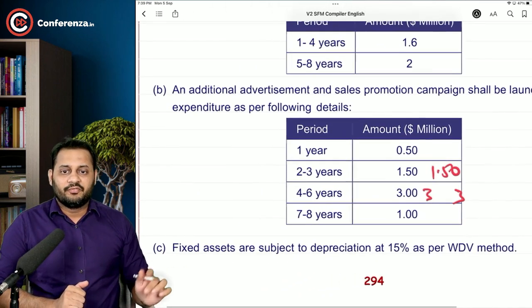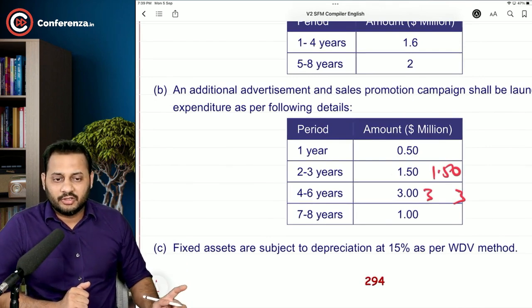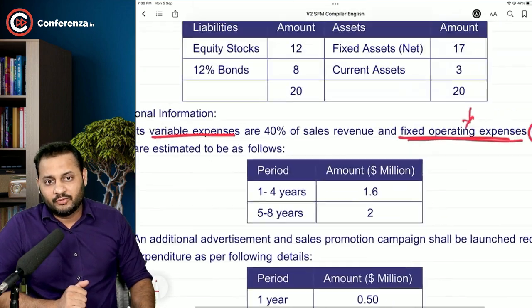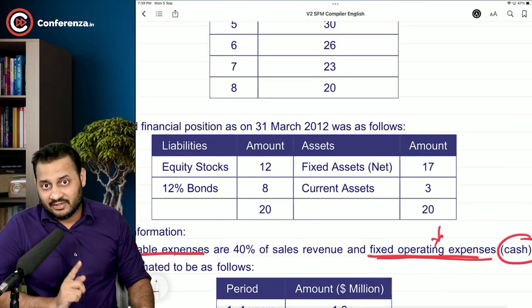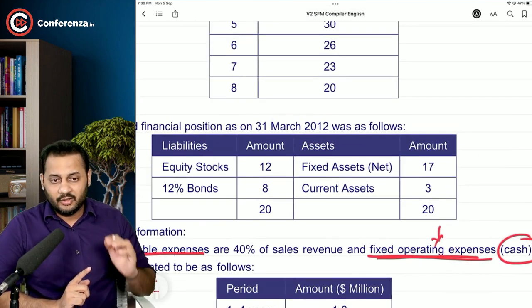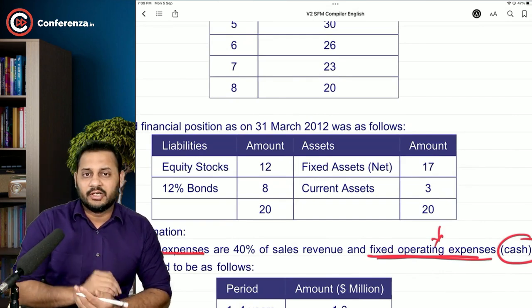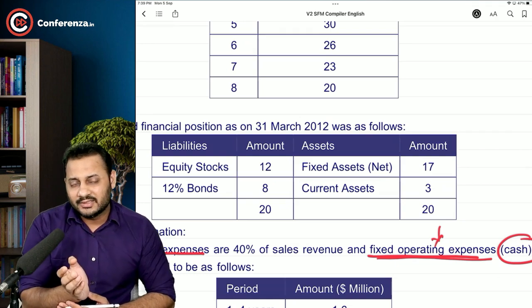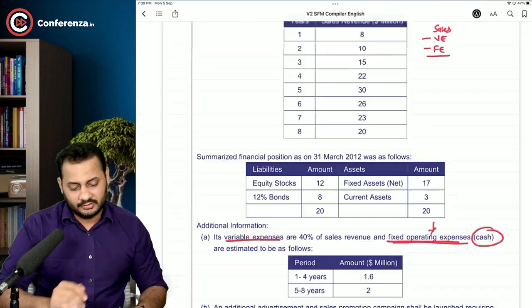Now, fixed assets are subject to depreciation at 15% as per WDV method. So we'll have to calculate the fixed assets, that is 17 right now, and on the basis of that, you will calculate the depreciation. 17 less 15%, then closing balance. That will become opening balance in the next year. Then again 15%.